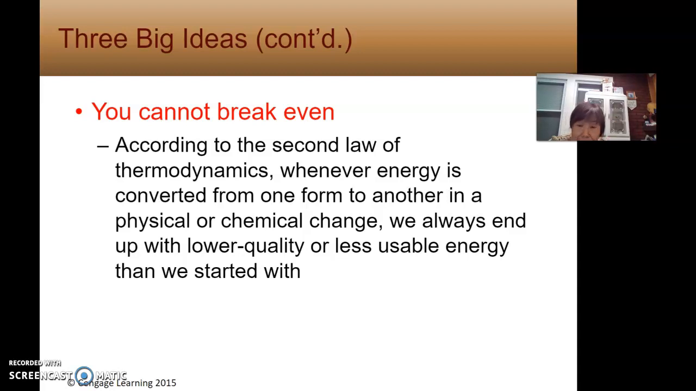And then, based on the second law of thermodynamics, we cannot break even. Whenever energy is converted from one form to another in a physical or chemical change, we always end up with lower quality or less usable energy than we started with. So when we make energy conversions, the fewer steps, the better. The more steps involved, the more useful energy would be lost in the system.